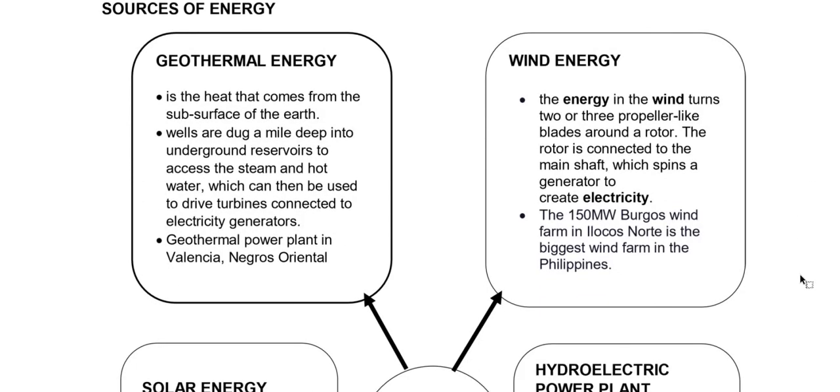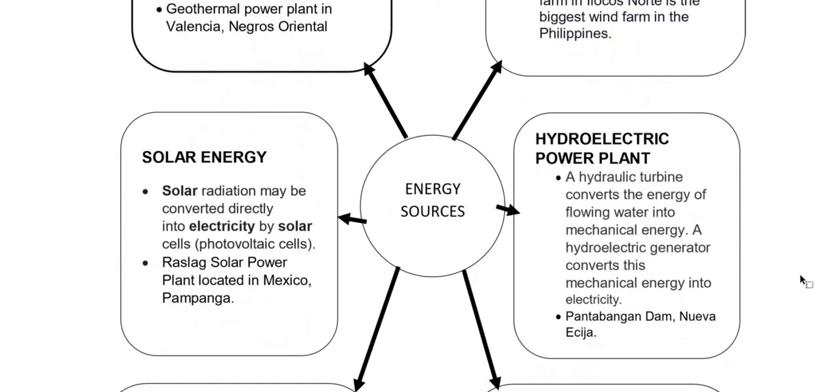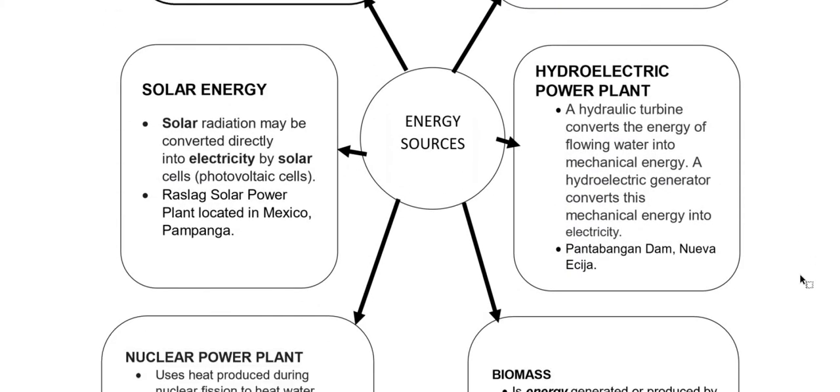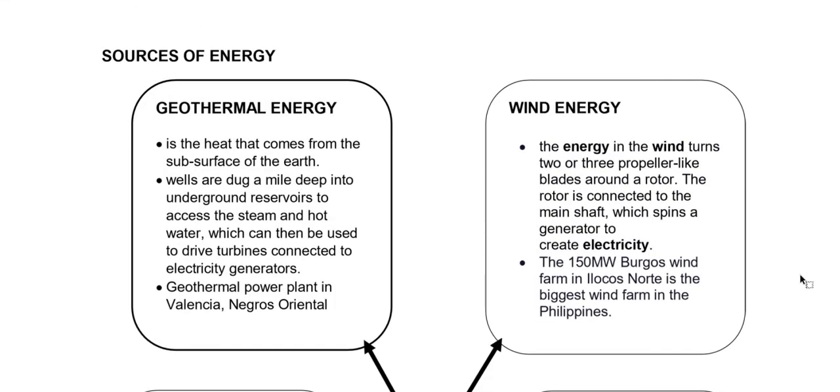Okay. So the first thing that you will see in the next page is going to be the sources of energy. And at the center of this are energy sources lang. Okay, so all of these are sources of energy, and what you're supposed to do is to read them one by one. The first source in the upper left-hand corner is geothermal energy. Ang sabi dito is it is the heat that comes from the subsurface of the earth. There are wells, merong mga wells that are harvesting that heat.